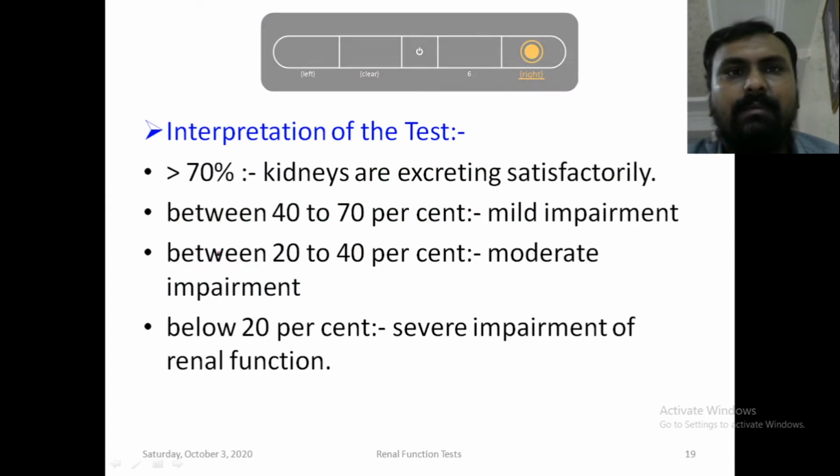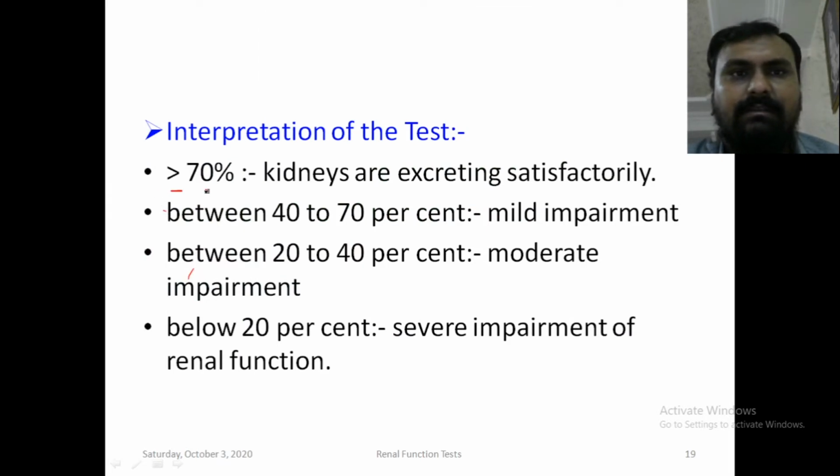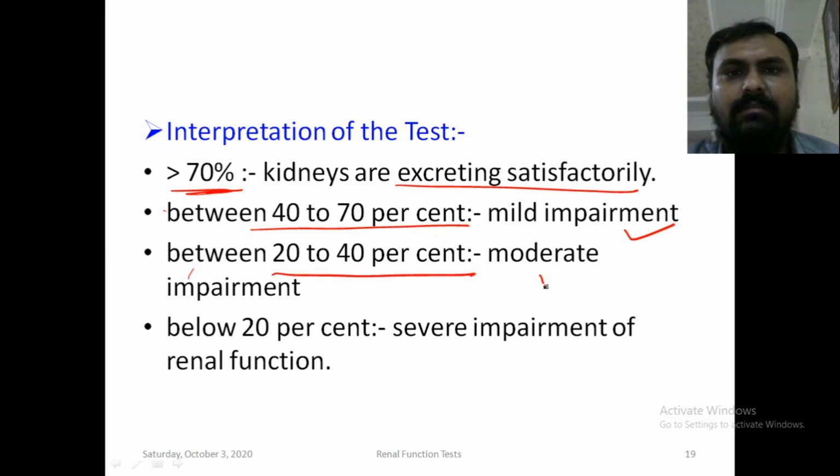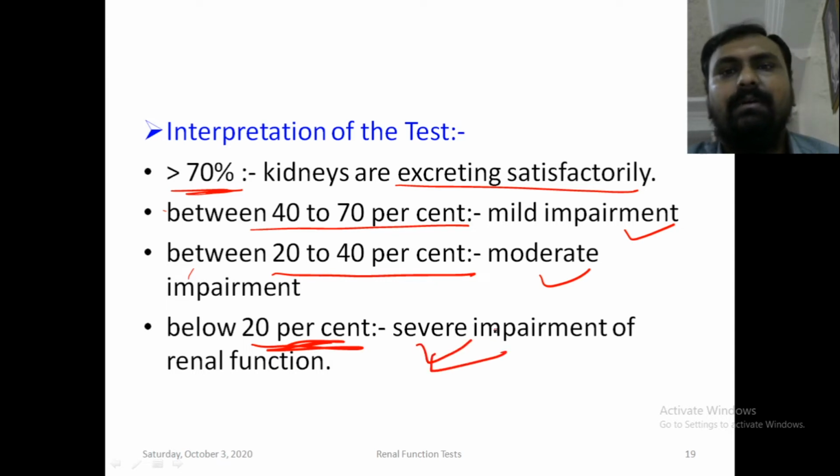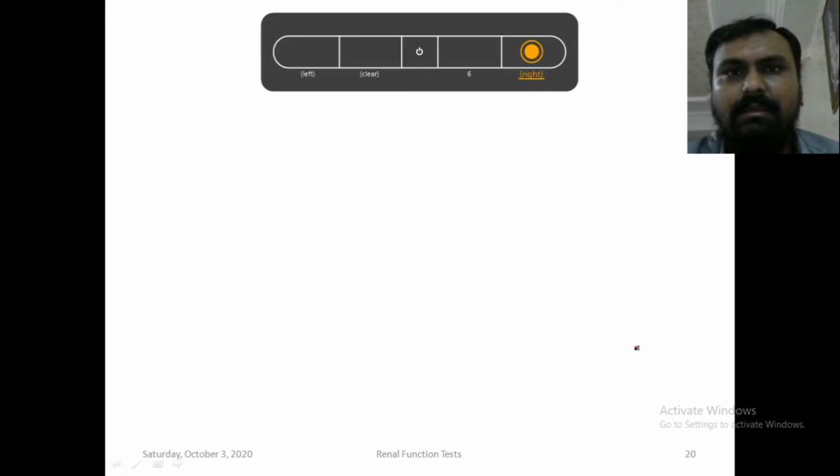Now how will you interpret? If greater than 70%, the kidneys are excreting it satisfactorily. When the urea clearance is 40 to 70%, there is a mild impairment. When it is between 20 to 40%, there is a moderate impairment. And when less than 20%, it is a severe impairment of renal function. So what do you mean by that? Whenever the kidneys are not functioning, that means that urea is not excreted, not cleared by the kidney.